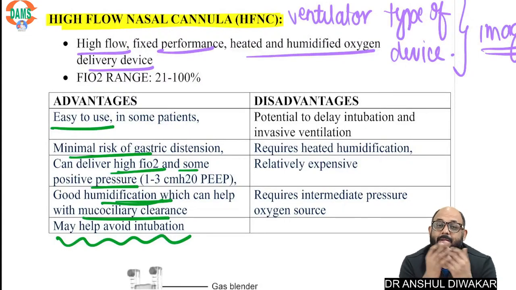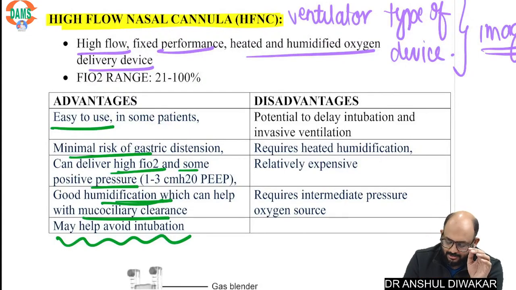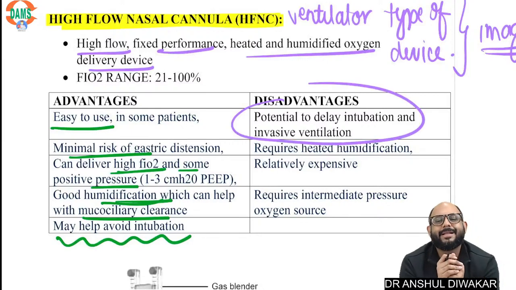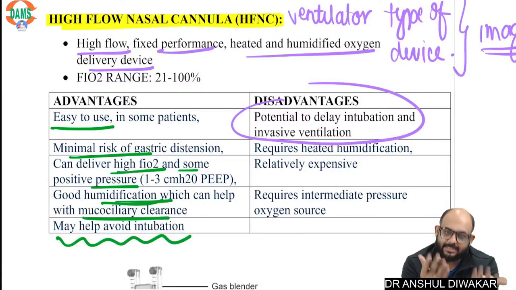But this is also a disadvantage because there is a potential to delay intubation. That means there is a possibility that you might become enthusiastic. You might think, okay, the patient will improve. And then you might actually keep the patient on HFNC for a little longer than normal time, leading to some complications associated with hypoxia. So the potential to delay intubation is also a disadvantage.